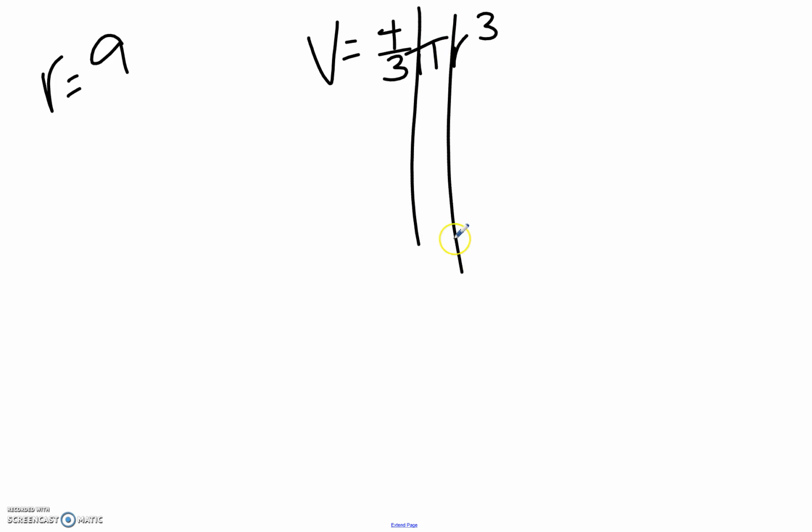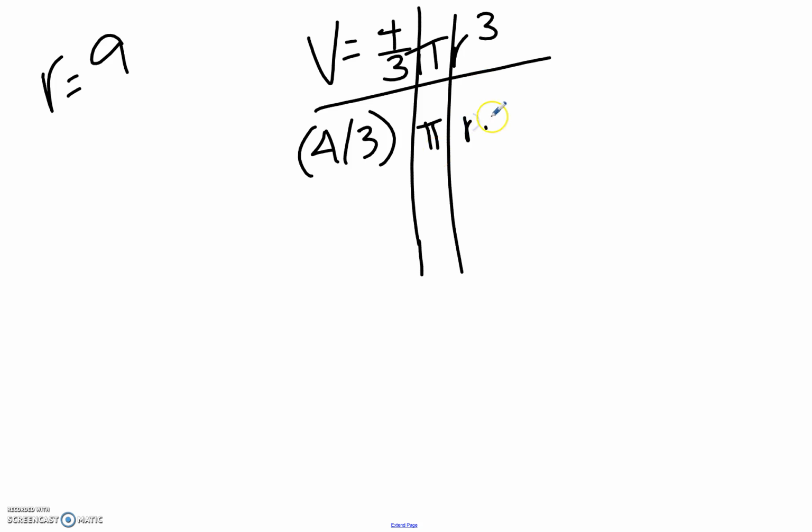And just like for volume of sphere or cylinder or pyramid, cone, you're going to draw your lines. So in your calculator, it's going to be parentheses 4 divided by 3 pi, but we're going to leave pi alone. Do not change pi over to a number yet. And then your radius is radius times radius times radius. So 4 divided by 3 pi, and this is 81 times 9, which equals 729.